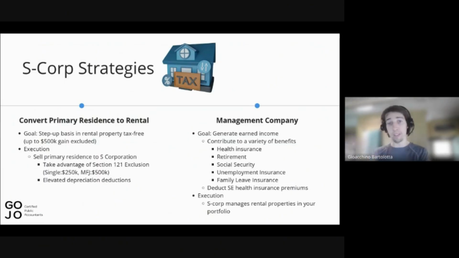By setting up an S corporation management company, you would have to pay yourself a reasonable compensation. So you'd have to pay yourself a salary, and the salary in the form of W-2 is earned income. Then the rental properties would essentially pay a management fee to the management company that you own, and you'd be shifting rental income that would not be earned to earned income that would allow you to deduct any self-employed health insurance premiums if you need to cover yourself, in addition to any retirement contributions you want to make.